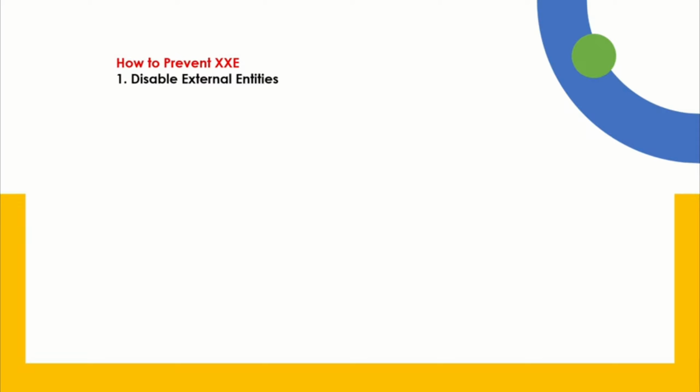One, disable external entities. External entities are a feature in an XML file that let you pull data from outside sources like files or URLs. That's where XXE attacks arise. At that time, you can disable them. When you disable them, the attacker can no longer define malicious entities like /etc/passwd.